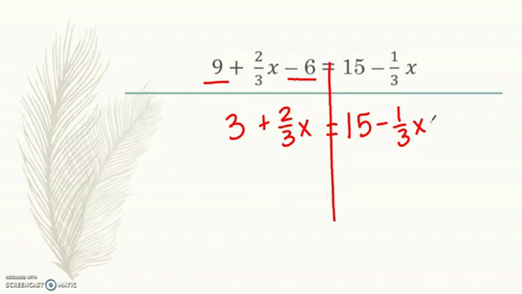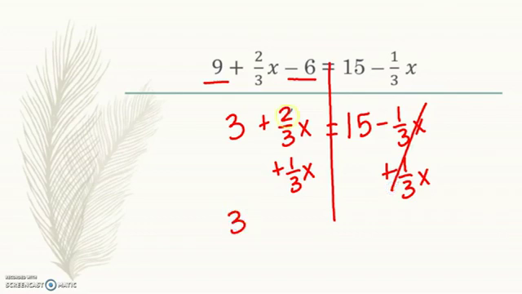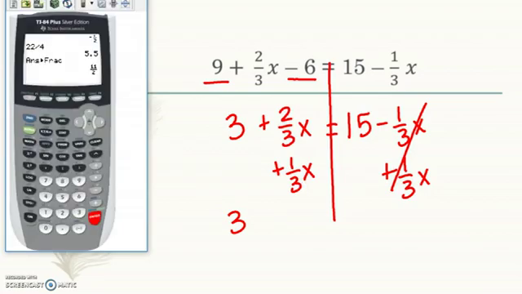Perfect. So step 2 is I need to get my variables to the same side. So I need to bring this guy over here. The opposite of subtracting 1/3 x is to add 1/3 x. Perfect. So I'm just going to bring this 3 down. 2/3 plus 1/3. Now that's actually not that hard. You could do that in your head for some of you. But if you are scared of fractions, I'll show you in the calculator.